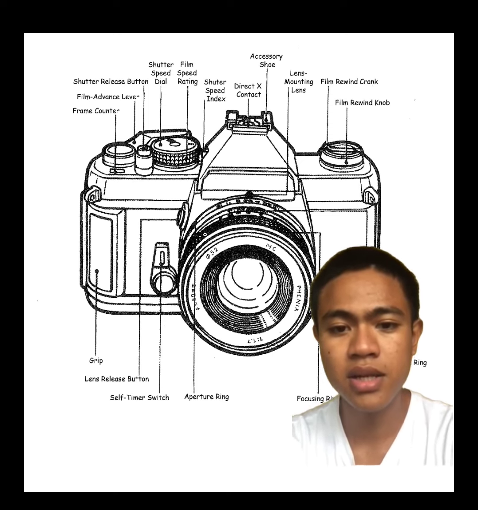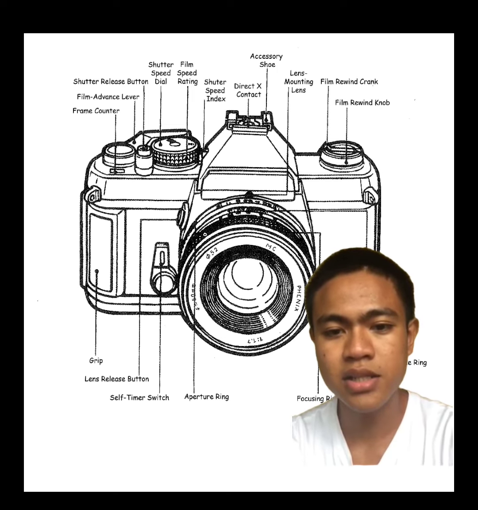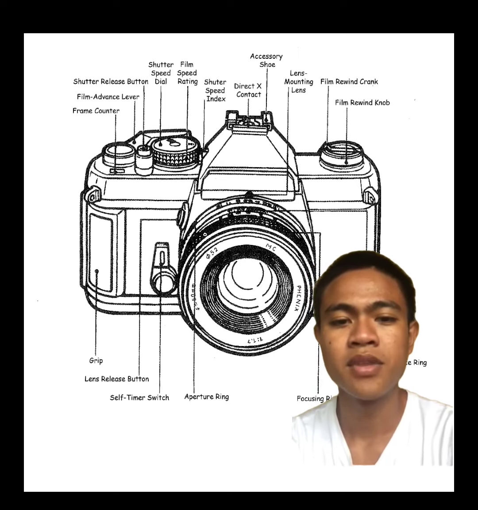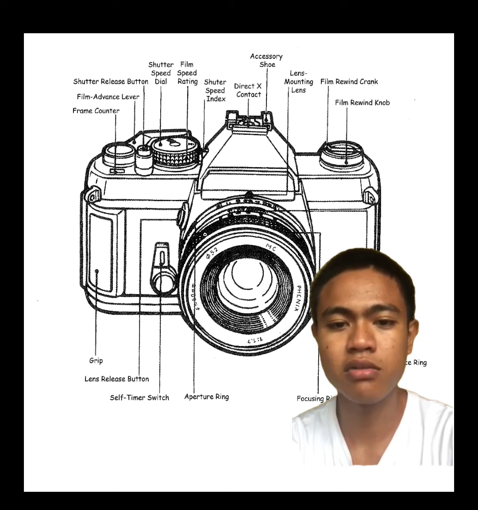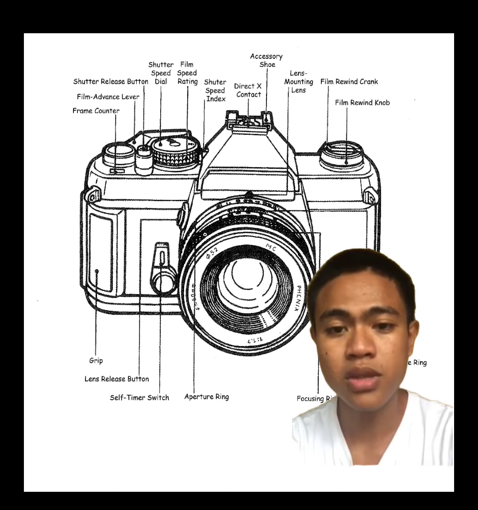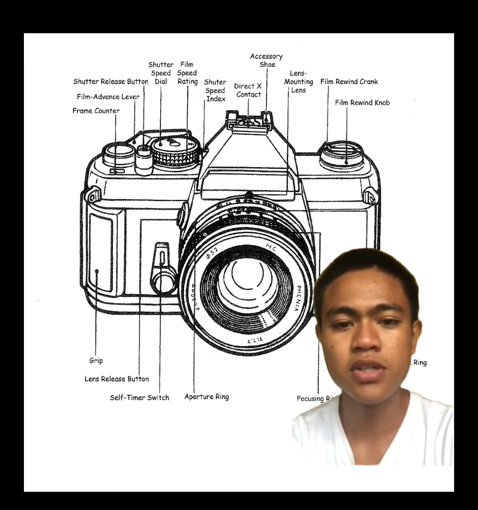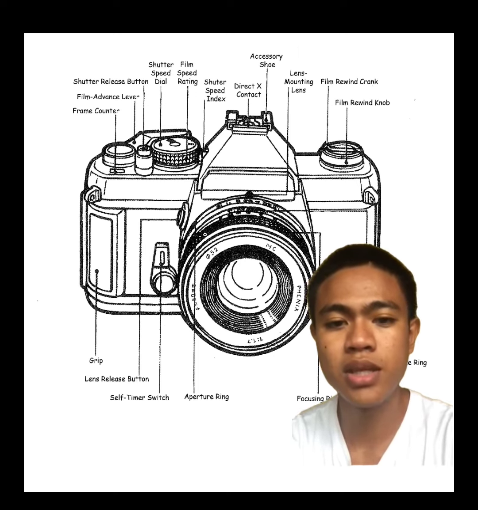Film rewind crank. It enables the exposed film inside the camera to be moved back into its cartridge or canister before being taken out for processing. Film rewind knob. Mechanism used to rewind the film back into the canister. Film speed window. It lets your camera or light meter know what other settings are needed to get a good exposure.